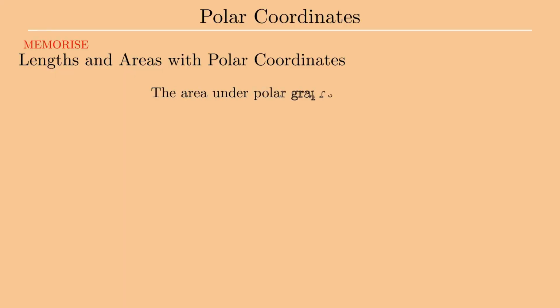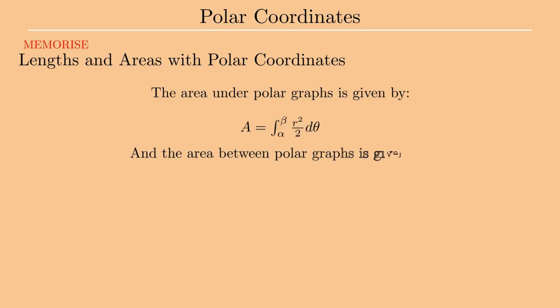The area underneath a polar graph is given by the integral from α to β of r squared over 2, in terms of θ. And the area between polar graphs is given by the integral of (f of θ squared minus g of θ squared) all over 2, in terms of θ, where r equals f of θ and r equals g of θ are the equations of the two lines.